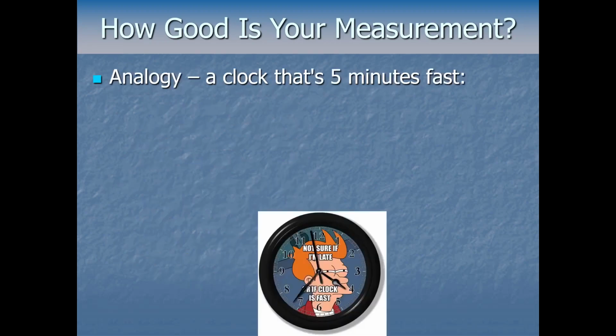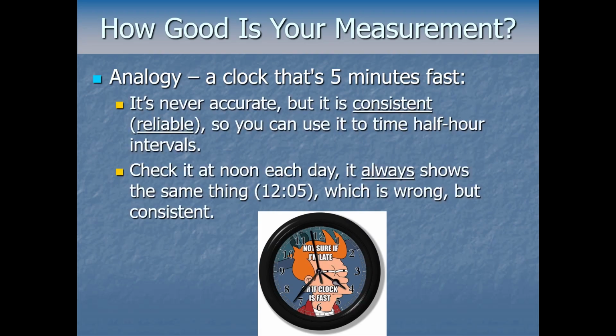A good analogy to understand reliability might be a clock that's 5 minutes fast. So it's still a normal clock, it's running at the normal pace, but it's just set 5 minutes fast. In that case, that kind of clock is never accurate. It'll never tell you the correct time if it's always 5 minutes fast. But it is at least consistent. So we'd say it is reliable.